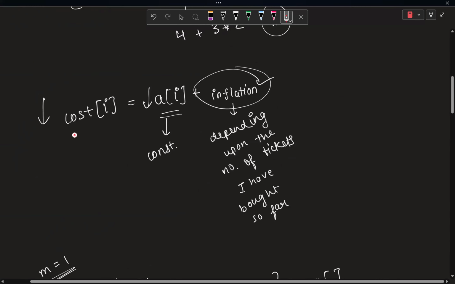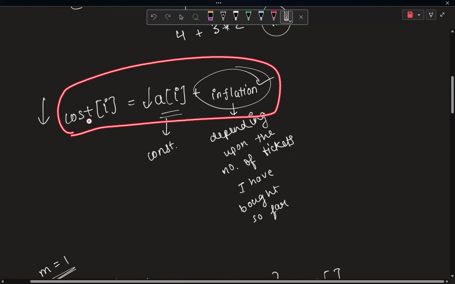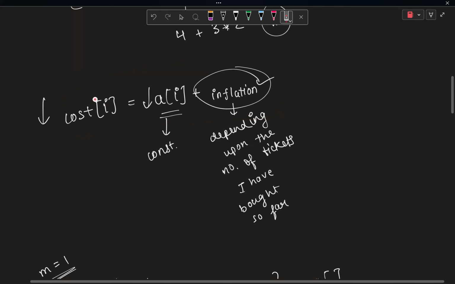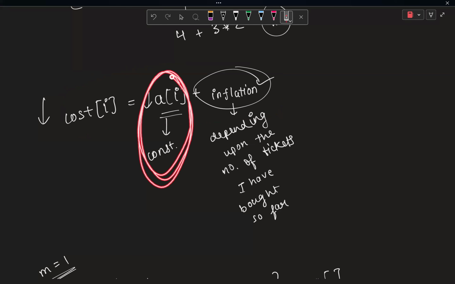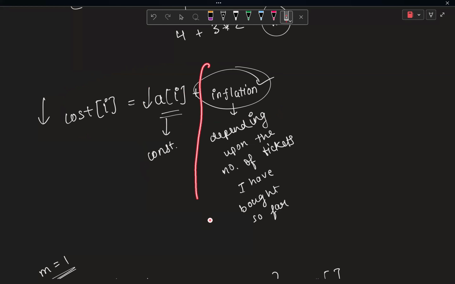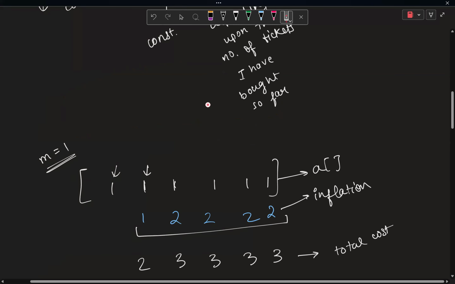After that, we tried to break down the components of the cost into two parts. One of them is the constant part, which would remain the same, and the other part which will change. And we just saw that the inflation does not really depend upon this I. It does not really depend on which day I am at. It only depends upon the number of tickets I would have bought so far, right?